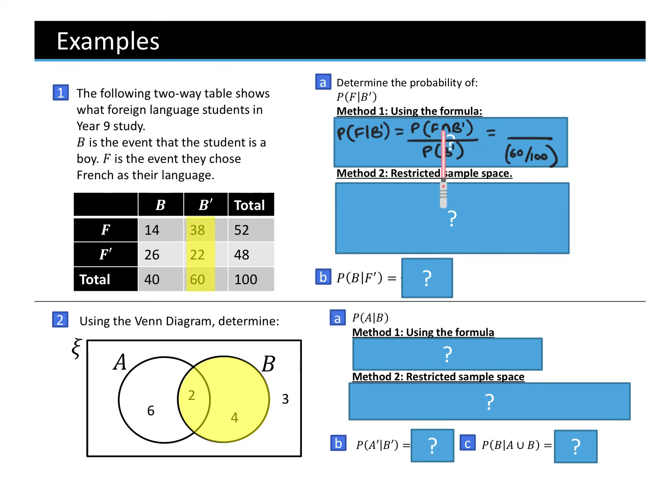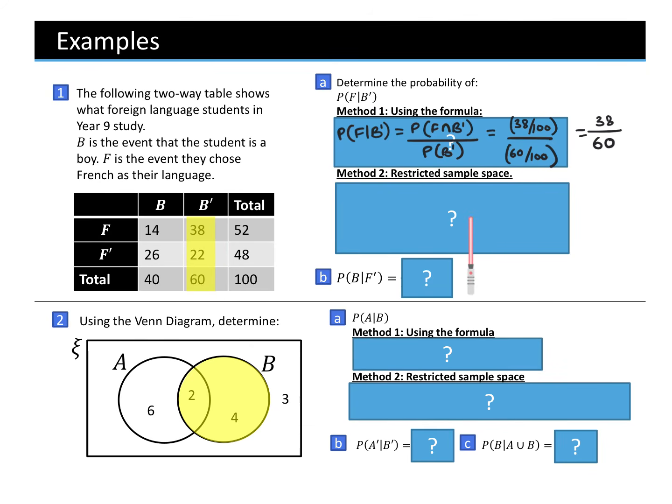The probability of, I keep wanting to say female, but it's not, French intersection not boy. So French and not boy is 38 out of 100. So then my final answer is 38 out of 60. Okay?